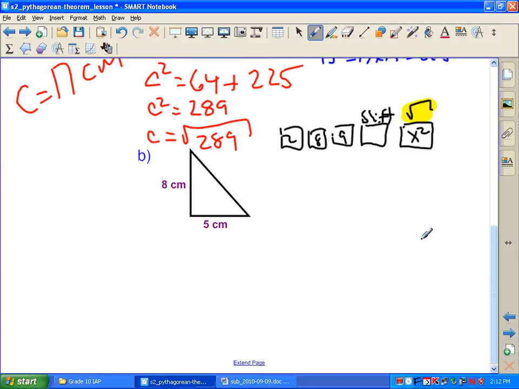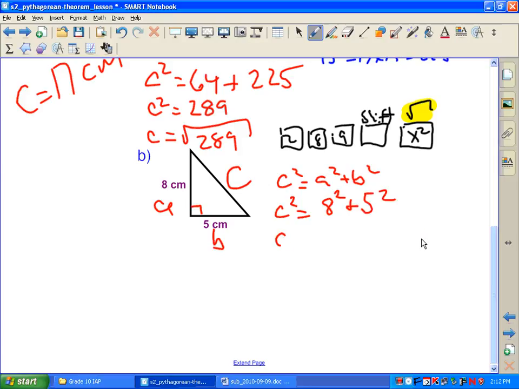Now here's another example. Question B. We have a right triangle with sides 8 and 5. So again, C is going to be the side that we don't know. So we write down the formula. C squared is equal to A squared plus B squared. C squared is what we're looking for, so we don't know that. But we know A, we'll call this one A again, and this B. A is 8, so 8 squared, plus B, which is 5 squared. And 8 squared, 8 times 8, gives us 64. 5 squared is 25. So if we add those two together, we get 89.